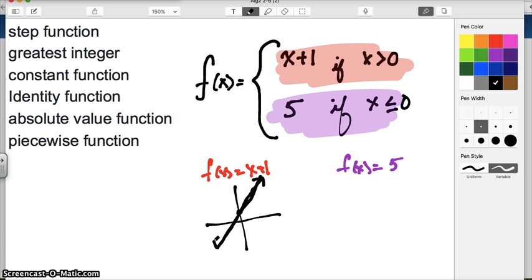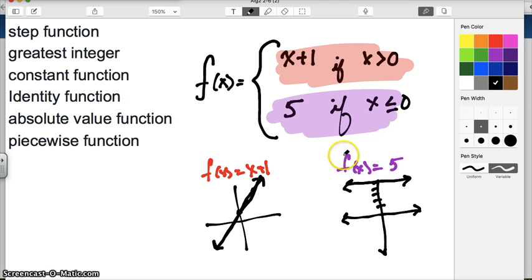That's what that would look like. And then this one, the purple graph, would be a constant function, something we talked about today. 1, 2, 3, 4, 5, horizontal line over at 5. And that's what we have. So here are the two functions that we have.